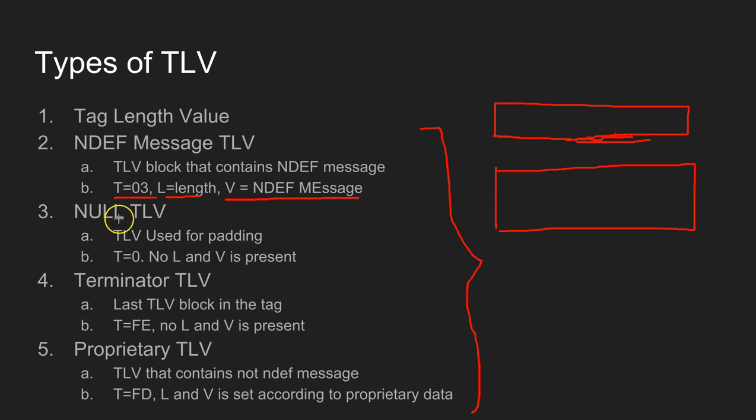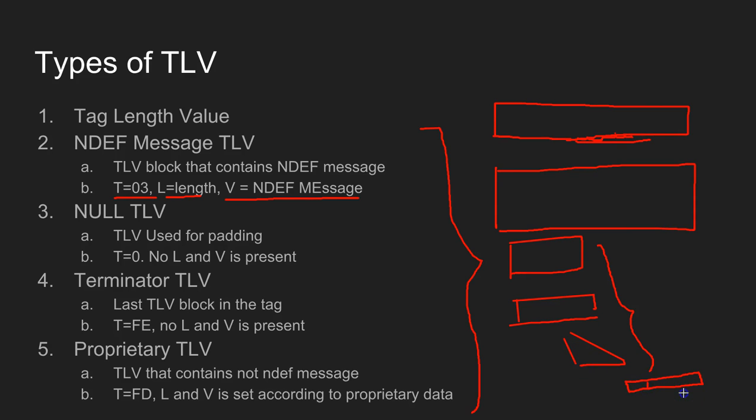The null TLV will have the value of the T set to 0, and this doesn't have the L and the V fields. Next is the terminator TLV, and this is the last TLV in a tag. So you might come across a tag which has hundreds of TLVs with hundreds of messages, but the only way to know when to stop looking for a TLV is as soon as you come across the null TLV, the terminator TLV.